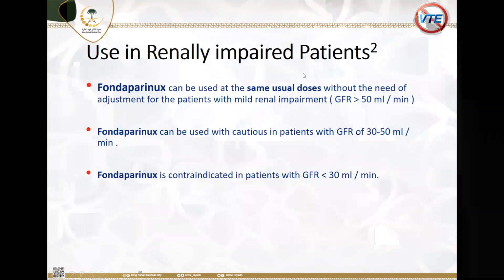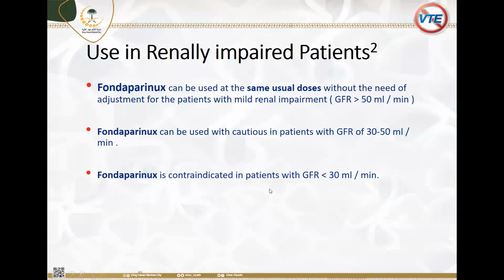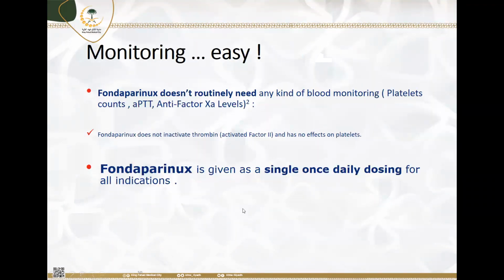So use in renally impaired patients. Fondaparinux can be used at the usual doses, without the need of adjustment, for patients with mild renal impairment, like GFR more than 50. It can be used with caution in patients with GFR 30 to 50, and it is contraindicated in patients with GFR less than 30.